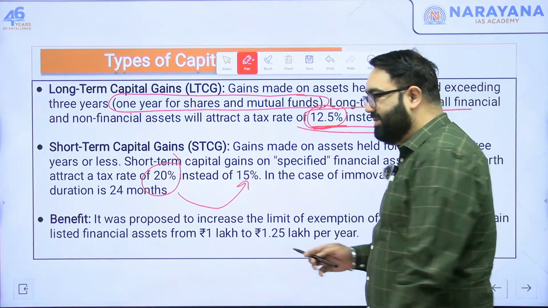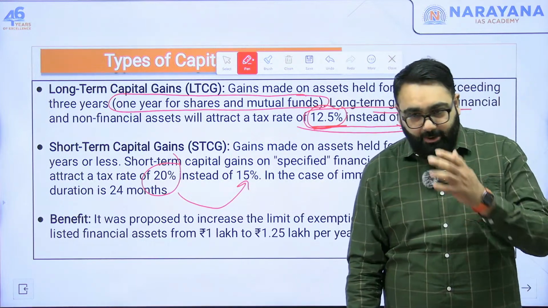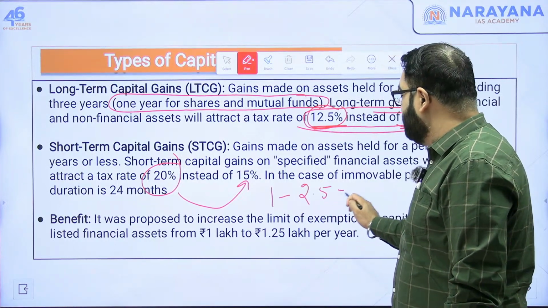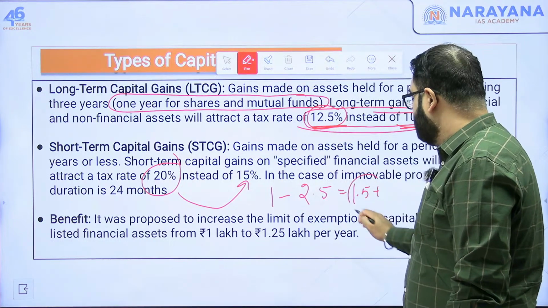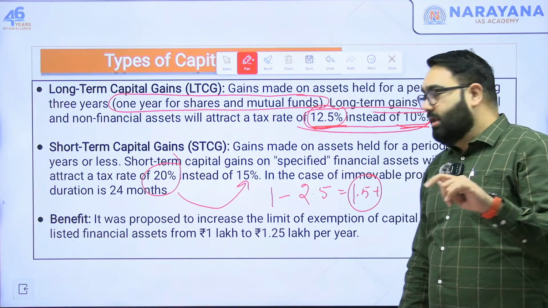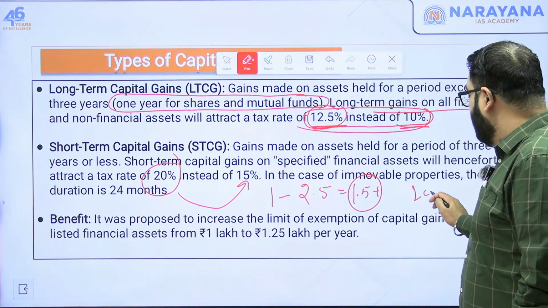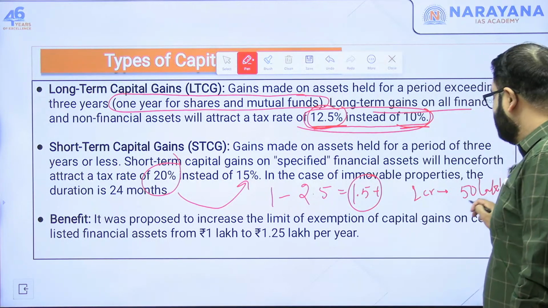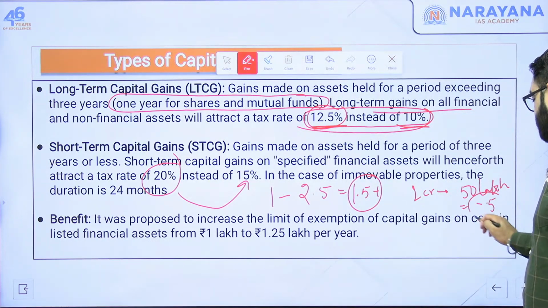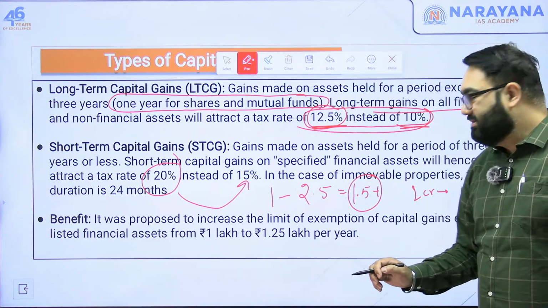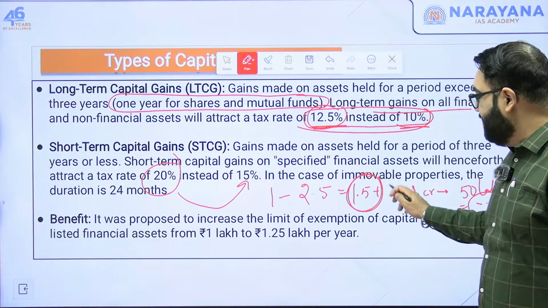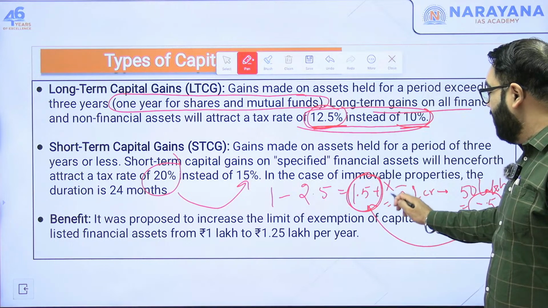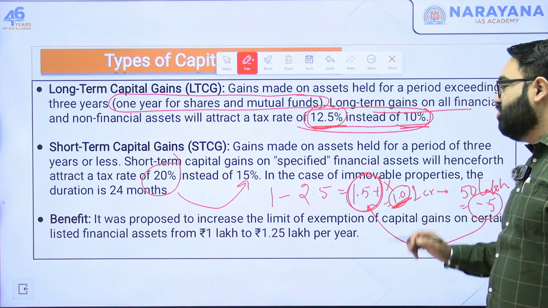Offset of losses means, let's assume that you have two properties. One property, as we discussed, you bought for 1 crore and sold for 2.5. So you made a profit of 1.5 crore. But there was another property that you had bought for 1 crore, but because of certain problems, you could only sell it for 50 lakh. So in this case, you had a loss of 0.5 crore. So the tax that you will have to pay will not be on the full profit. You can offset this loss, meaning you can add these up. Net, you are at 1 crore profit. So on this net value, you will have to pay the tax.